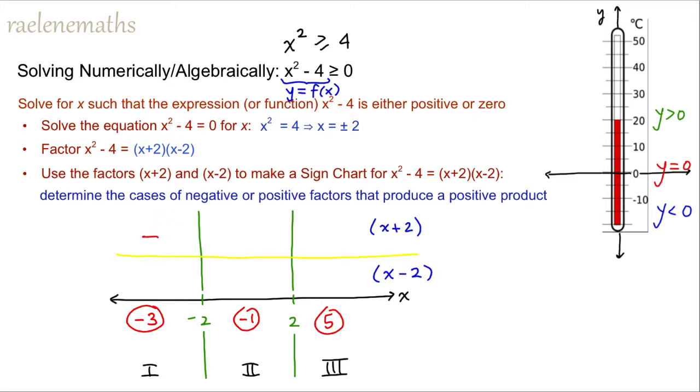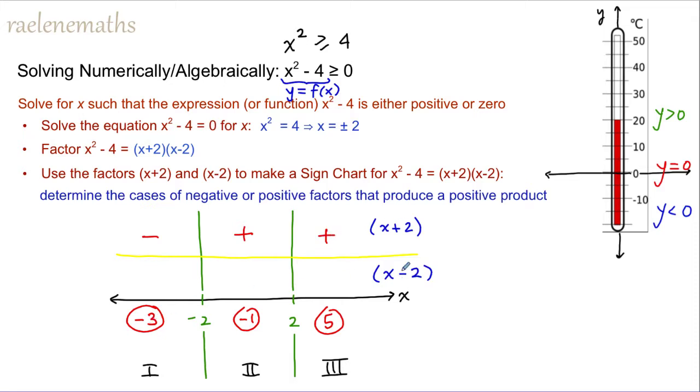The reason is I could have chosen any x-coordinate as long as it was to the left of negative 2. So for example, if I substitute negative 10, I get negative 10 plus 2 is negative 8. Or if I substitute negative 2.1, I would get negative 0.1. Both of those results are negative, and so I record a negative sign here. In the next region, region 2, negative 1 for x plus 2 gives positive 1, and I record a positive. And then 5 for x plus 2 gives positive 7.